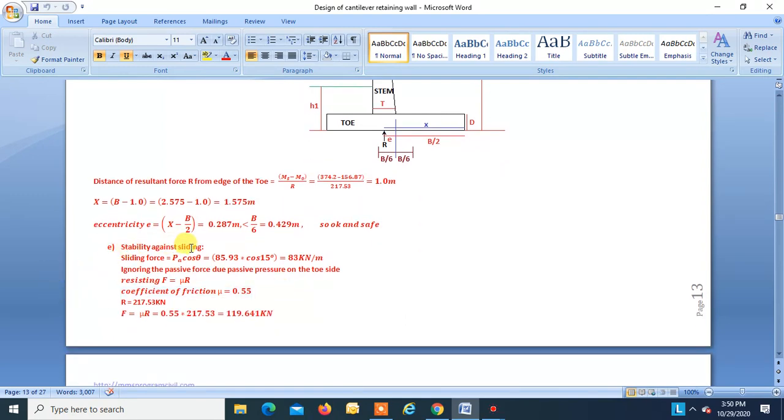Now check for stability in sliding. Sliding force: we know the horizontal component is PA cos theta, which is equal to 83 kilonewtons per meter.